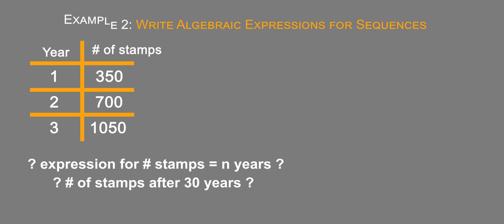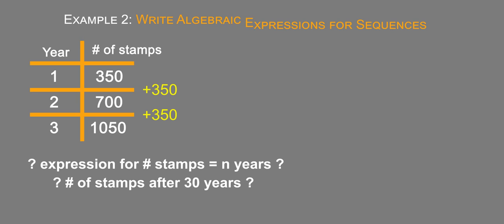So we're given year 1, he has 350 stamps. Year 2, he has 700 stamps. And year 3, he has 1,050 stamps. So if we look at the difference here, each time, 700 minus 350 is 350. 1,050 minus 700 is again 350. So the pattern is that we're adding 350 each year.